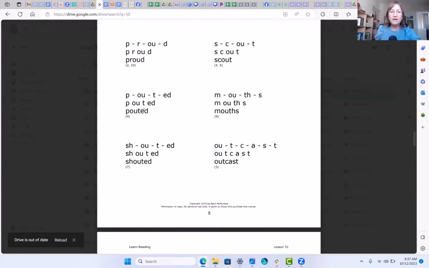Okay, let's get started. Here's where we left off in lesson 51. These last 4 words were your homework. I'll pronounce those for you. This word is pouted. That OU sound is what we were working on, and it says ow. Your mouth starts as an ah, and then it goes to the O. Ow. So this word is pouted. Mouths. That THS is a little bit of a mouthful, a tongue twister. This is shouted, and outcast.